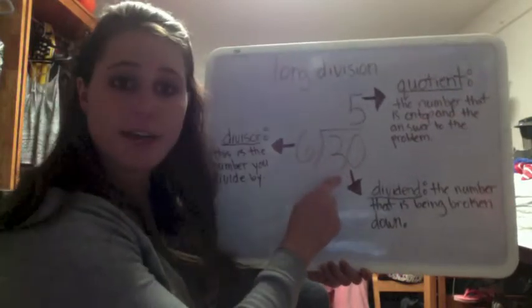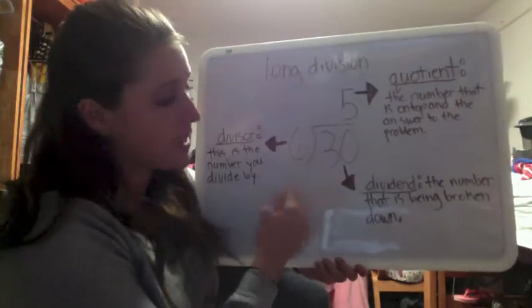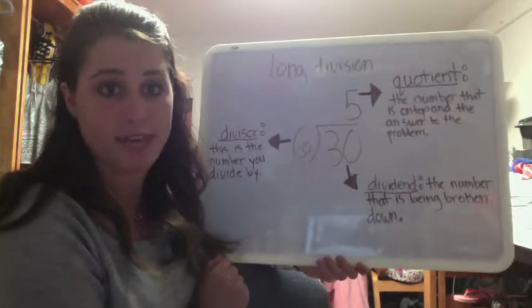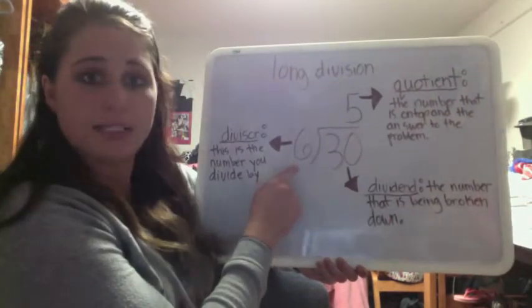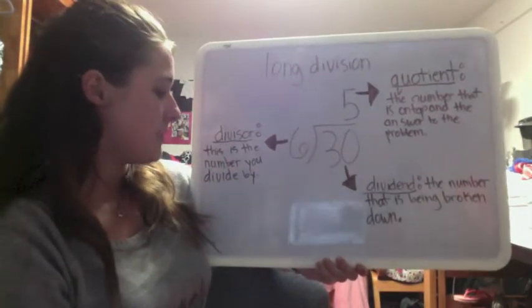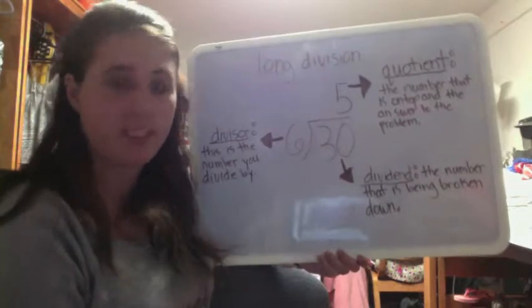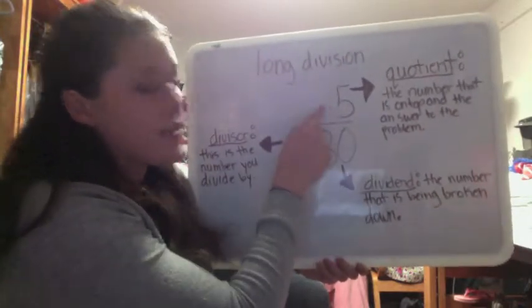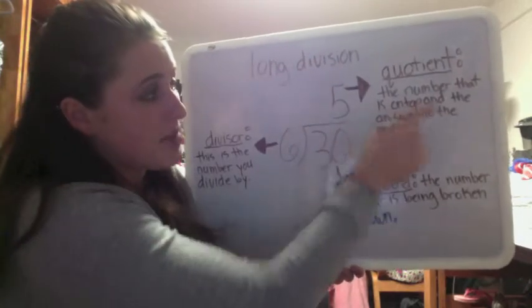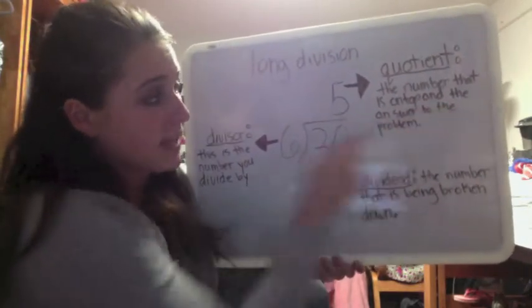And this guy right here, 30, living inside of the house, is known as a dividend. A dividend is the number that is being broken down. Right here, the guy living outside of the house is known as a divisor. This is the number you divide by. It's easy enough. And lastly, the number living on top of the house is known as a quotient, the number that is on top and the answer to the problem.